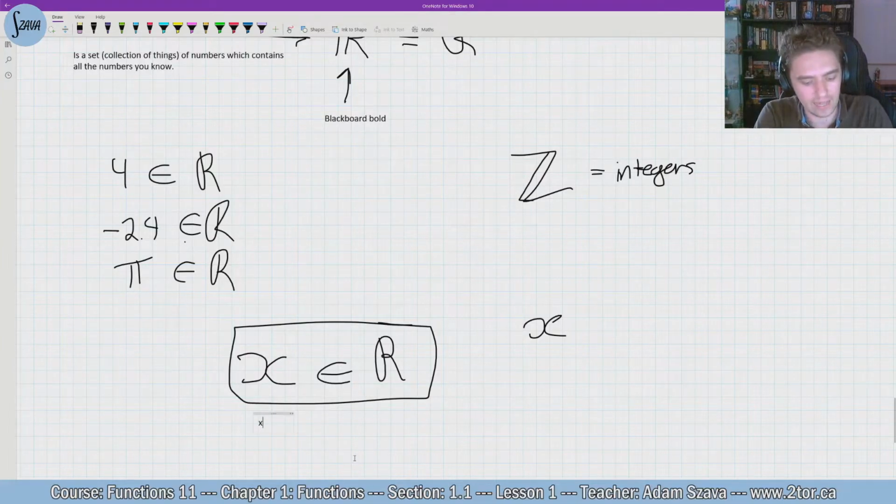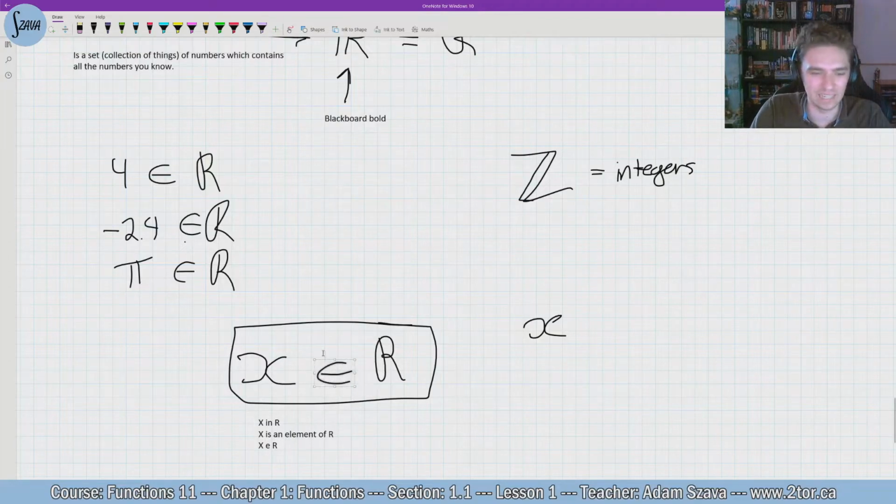So you can either say x in R, x is an element of R, or you'll hear x-e. As long as you know what that symbol means: it's not an E, it's an epsilon. It kind of looks like an E, though. As long as you understand what I'm saying, that's good.